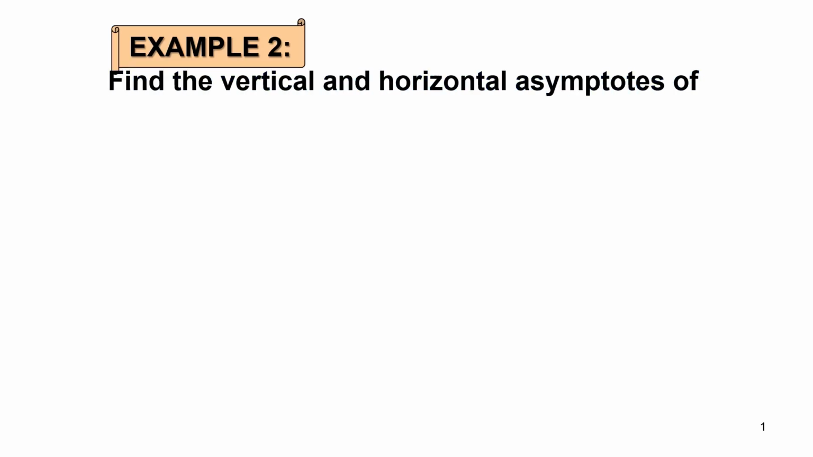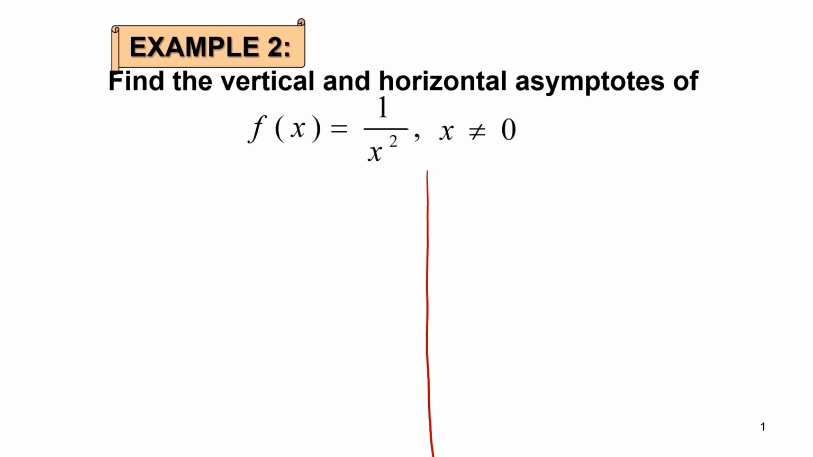Now, let's try some more examples. Example 2. Find the vertical and horizontal asymptotes of f(x) equal to 1 over x squared when x cannot be 0. From this question, we know that f(x) is undefined when x equals 0. It means that the function is defined for all real values of x except 0.